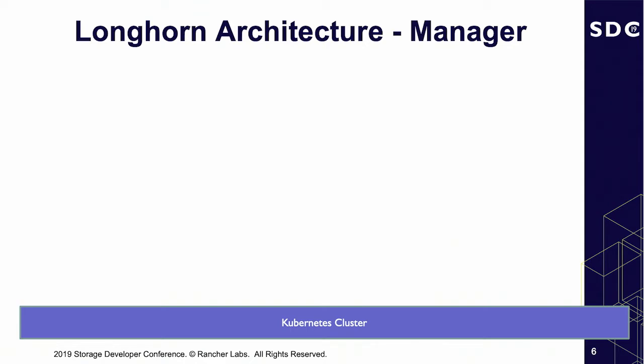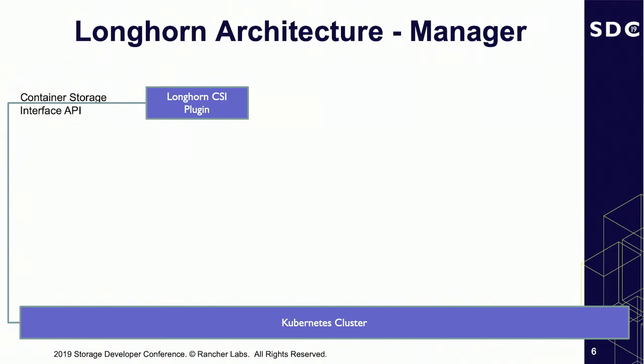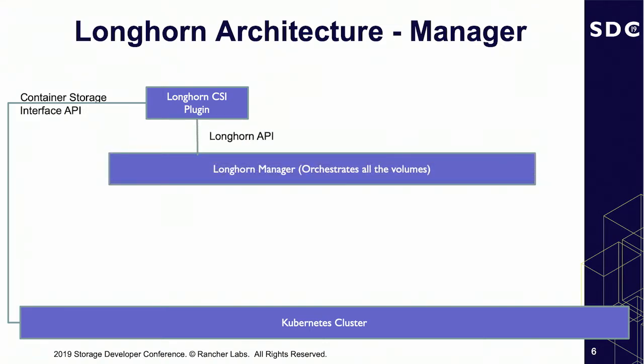Suppose you have a Kubernetes cluster, and the cluster issues a request to create a volume for one pod. That request goes and talks to the Longhorn CSI plugin using the CSI API. The Container Storage Interface, called CSI, is a newly developed standard format for how storage connects to cloud native infrastructure like Kubernetes, Mesos, and Docker; they all adopt this. Then the Longhorn CSI plugin will talk Longhorn API to the Longhorn manager, which orchestrates all the volumes.